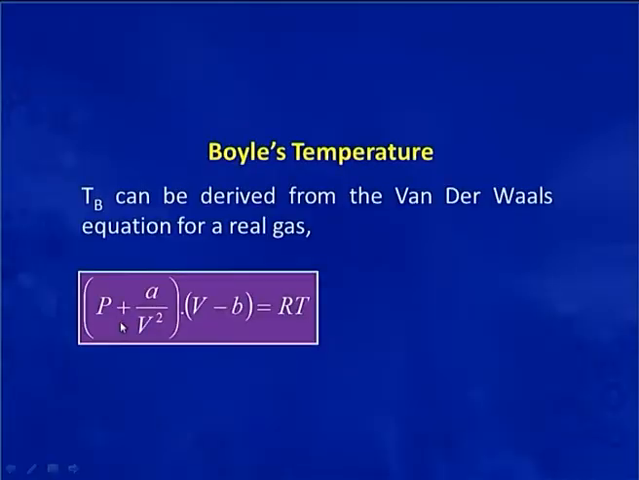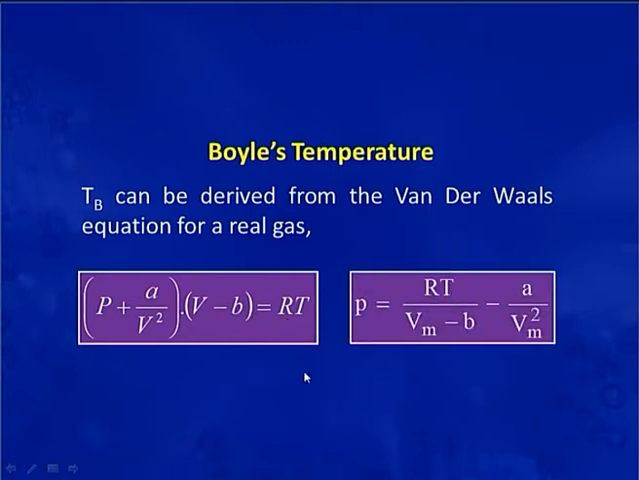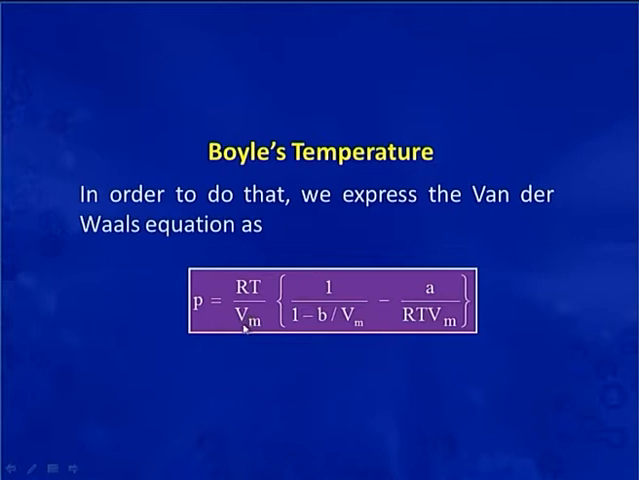TB can be derived from the van der Waals equation for real gases. The van der Waals equation is (P plus a by V squared) into (V minus b) is equal to RT. You can write it in another form, that is P is equal to RT by (Vm minus b) minus a by Vm squared. In order to do that, we can express the van der Waals equation as RT by Vm into 1 by (1 minus b by Vm) minus a by RT Vm.